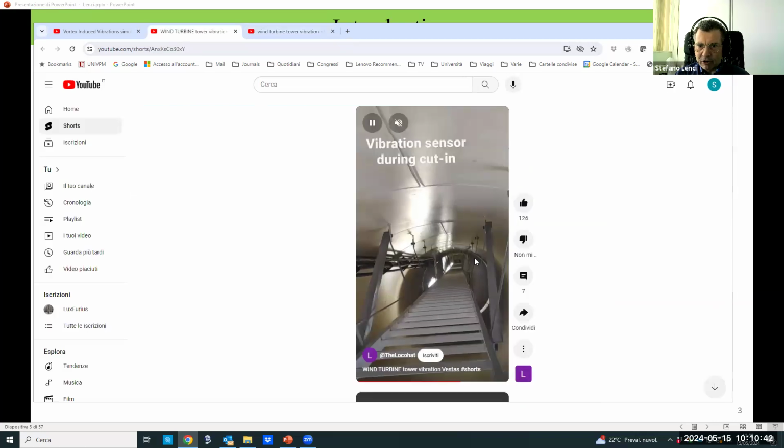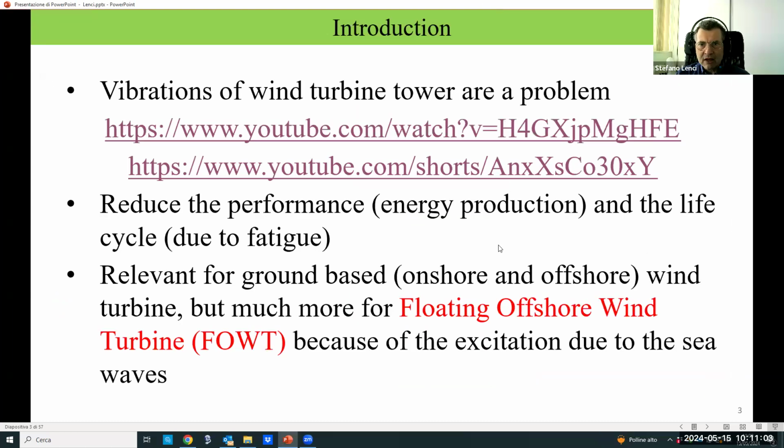Another example is coming from this video, also from YouTube, and you see this is from inside, and from inside you see how the wind turbine oscillates very much. So you can imagine that in 100 meters of tallness, this displacement is very huge. So I believe that you agree with me that wind turbine vibration is a problem for this kind of structure because it reduces the performance and the lifetime or life cycle, because of fatigue issues, of course, because with so much vibration, fatigue becomes a problem.